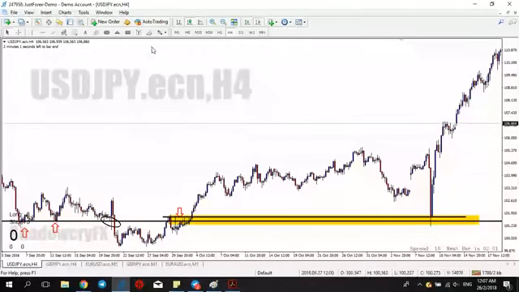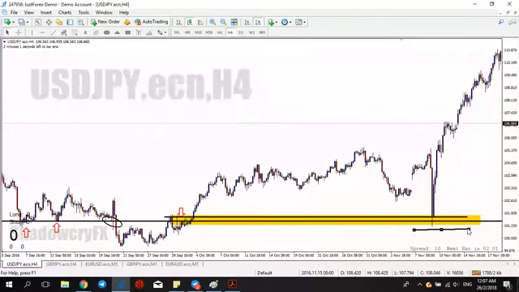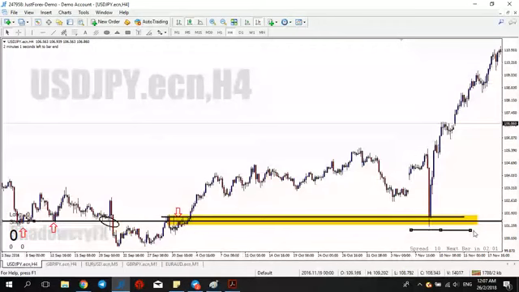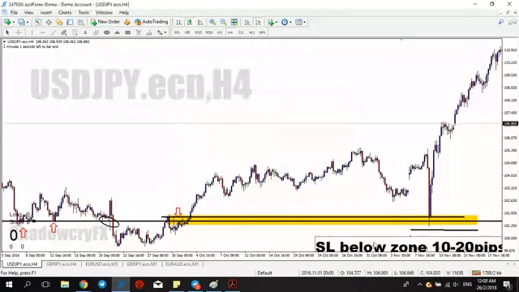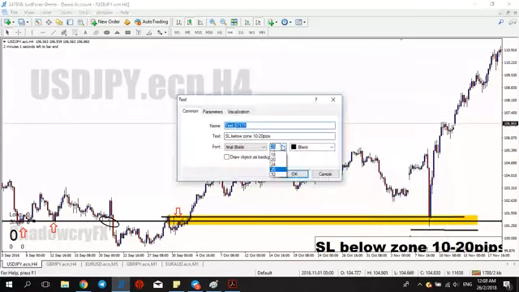And our stop loss will be a few pips from the swap zone. A few pips above the zone. So this is our stop loss. SL below zone, a few pips. The zone is 10 to 20 pips. This is too big, I think.